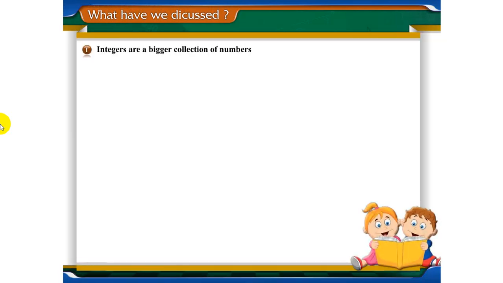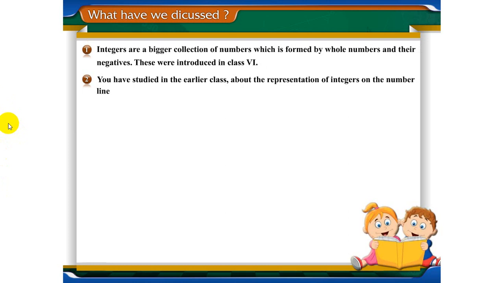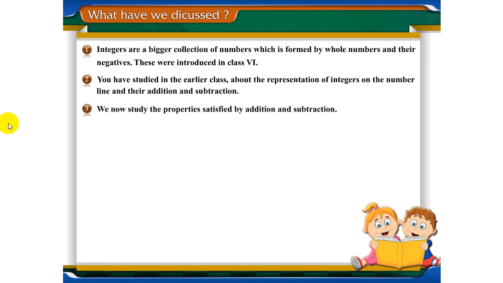What have we discussed? 1. Integers are a bigger collection of numbers which is formed by whole numbers and their negatives. These were introduced in class 6. 2. You have studied in the earlier class about the representation of integers on the number line and their addition and subtraction. 3. We now study the properties satisfied by addition and subtraction.